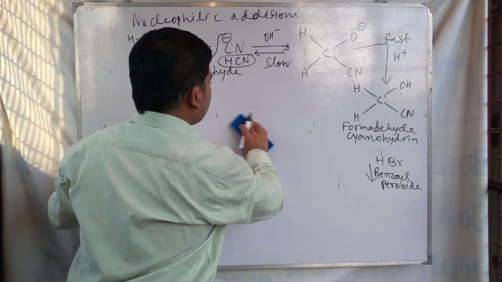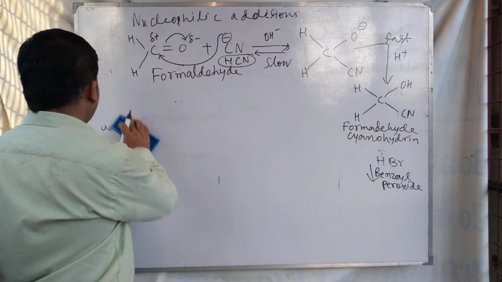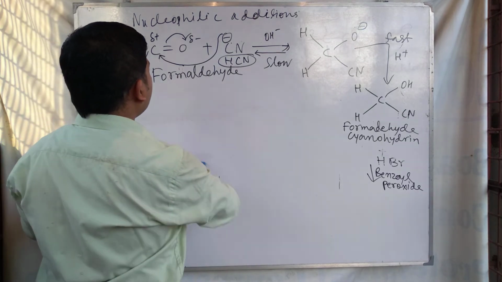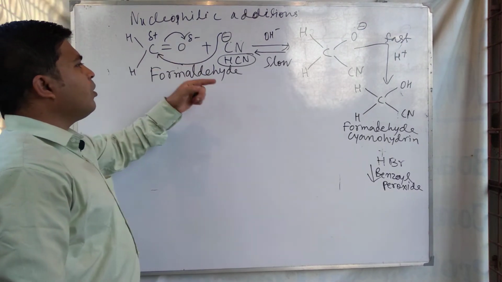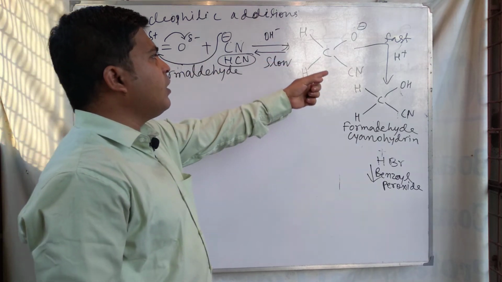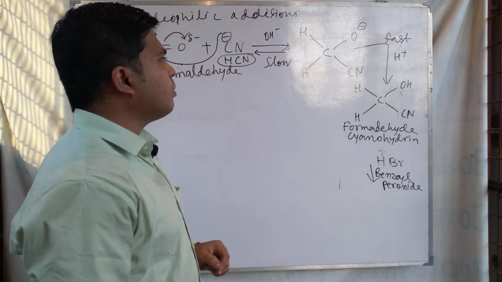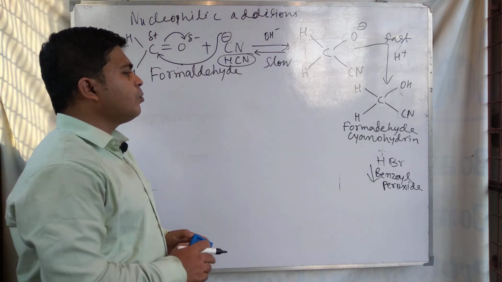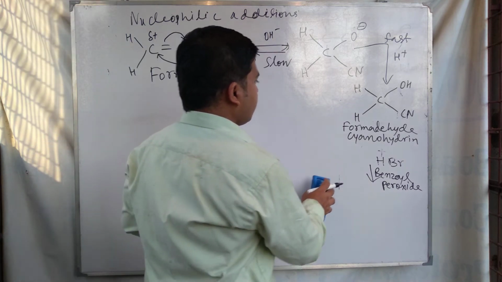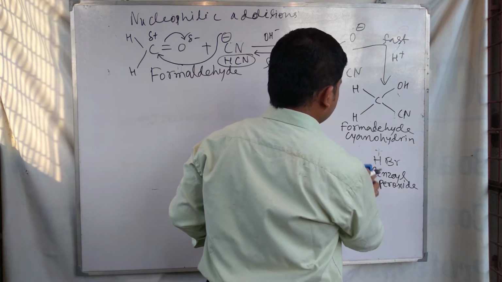Why is it called a nucleophilic addition reaction? Because in this case the nucleophile attacks first the carbonyl carbon, and after that the electrophile is added to the O minus. The electrophile is added to the O minus to form the formaldehyde cyanohydrin.